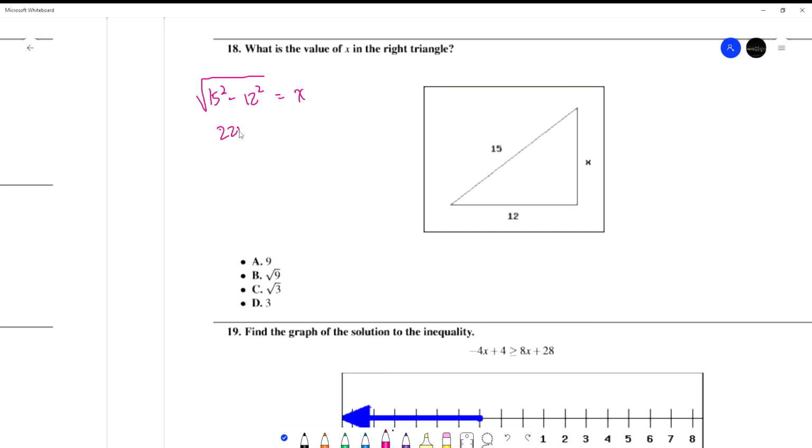225 minus 144, and when you do that, you get 81. Square root of 81 is equal to 9, so that's easy. 9, A.